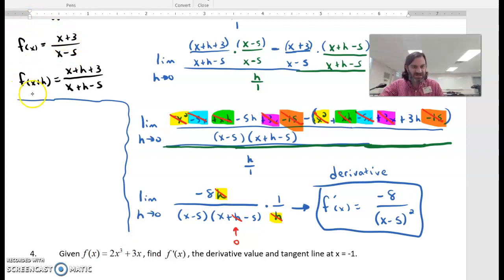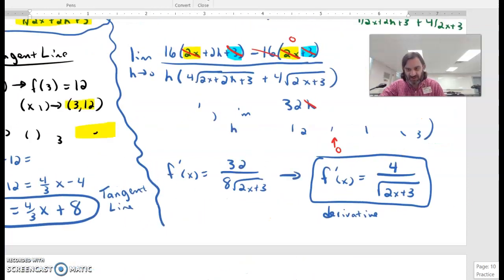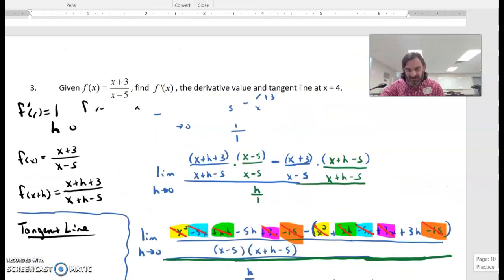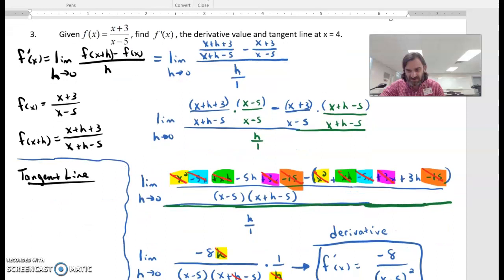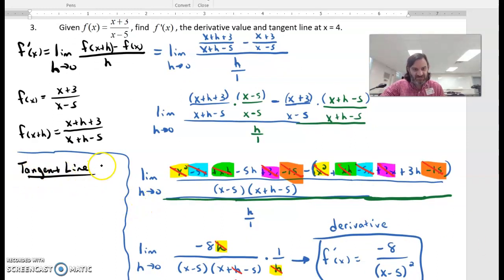Okay, our next task was to find a tangent line. So let's see. We need to figure out what number we were using. 4. Okay, so we're trying to plug in 4. Sorry that I can't control everything here. So we're going to let x equals 4. So when I plug 4 in, I get x plus 3, that gives me 7 on top, and x minus 5, that gives me negative 1 on bottom. So I get the point 4 for x and negative 7 for y.